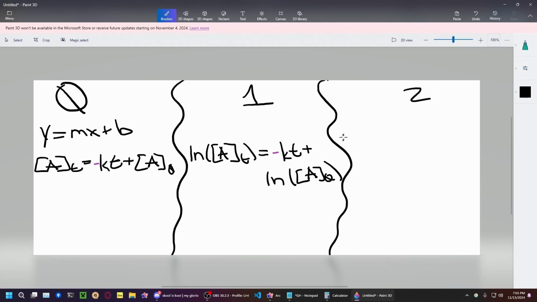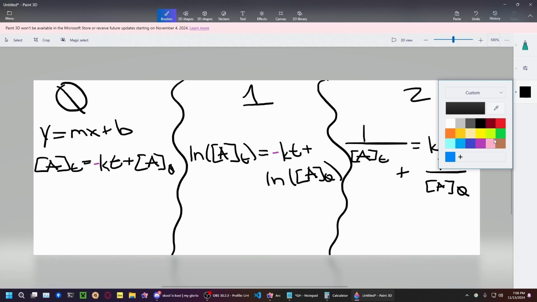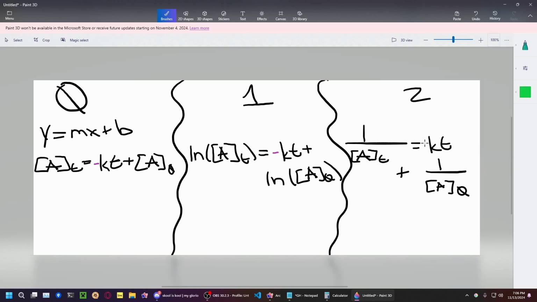And finally, for a second order, it's 1 over your final concentration equals kt plus 1 over your initial concentration of A, A0, right? Note that this one is positive. So what's happening here?